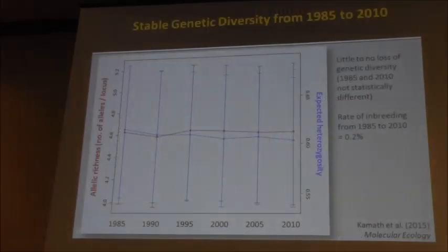And then finally, what we've seen is, if you look at genetic diversity, there are different ways of looking at that. If you look at allelic richness as a measure of genetic diversity, that red line, you really don't see much of a change in that line. There's no declining trend in that red line over this time period of 1985 to 2010. There's a little bit of a decline in expected heterozygosity, another measure of genetic diversity, and that essentially translates into a rate of inbreeding of 0.2%, which is really small.